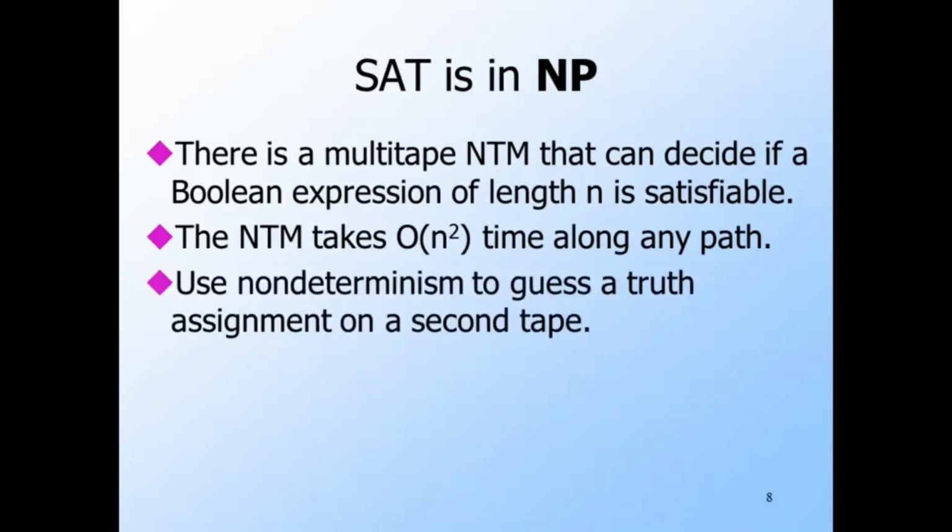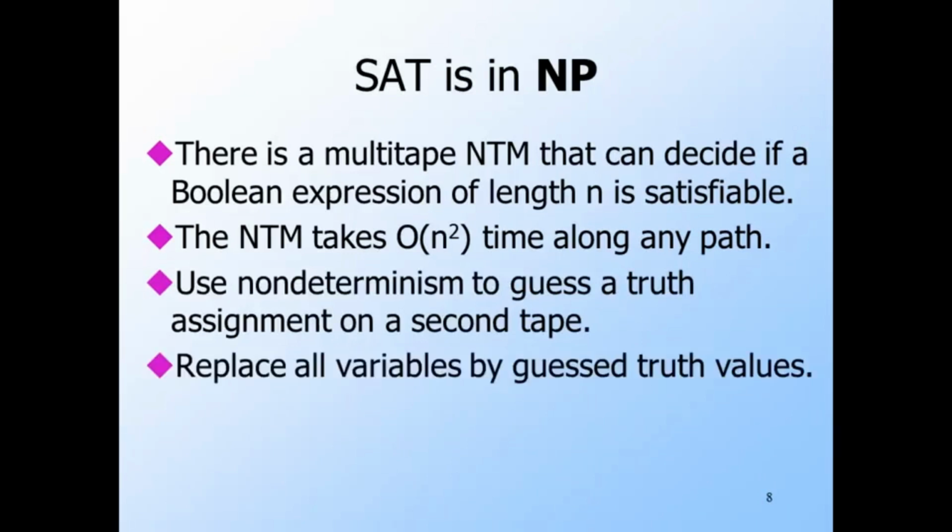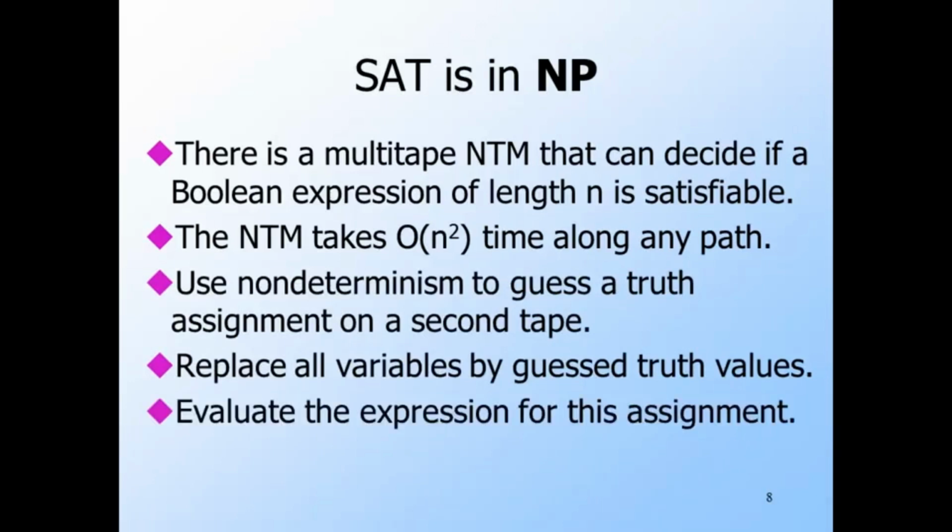The power of non-determinism lets us guess a truth assignment. We'll use a second tape to write down the guess of a truth value for each variable. Then, in the expression itself, replace each variable by its guessed truth value. We can now evaluate the expression bottom-up. The non-deterministic machine accepts if the value of the expression with this assignment is true.